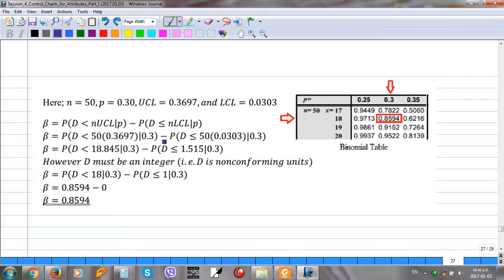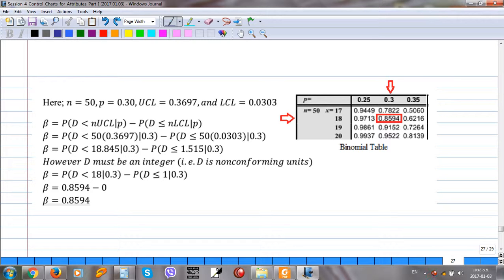Then p equals 0.3. Subtraction, d less than or equal to 50 times the lower control limit, that is 0.0303, right? 0.3. So you can multiply these two, then it comes as 18.845. Here if you multiply these two, it comes 1.515. However, d must be an integer. D is the number of non-conformant units. Units means it cannot be decimals. These are the attribute data. So these are the attributes, which means it can't take decimal values.